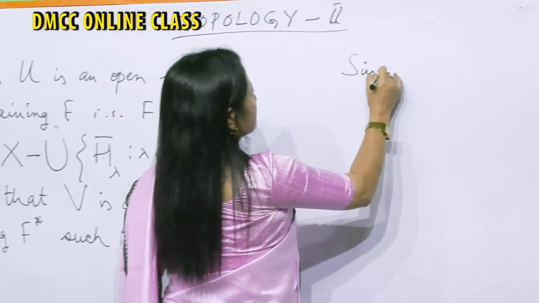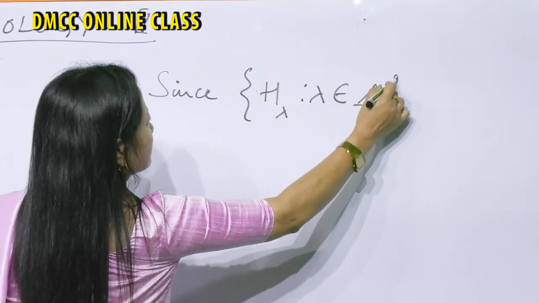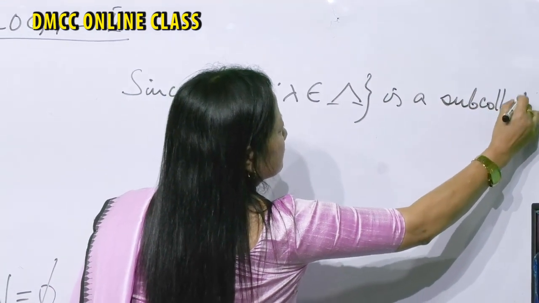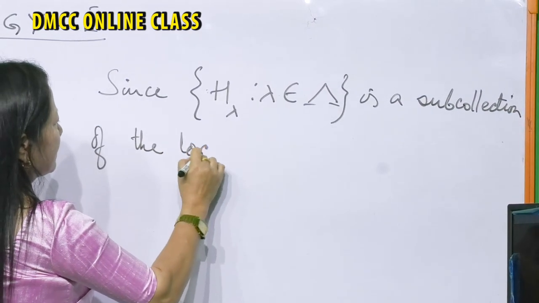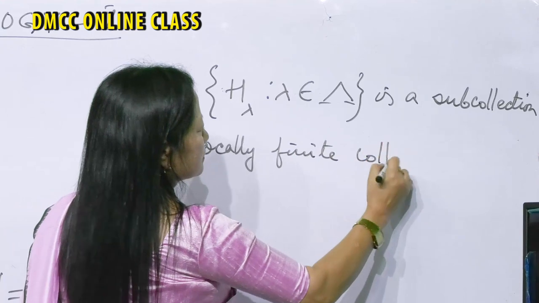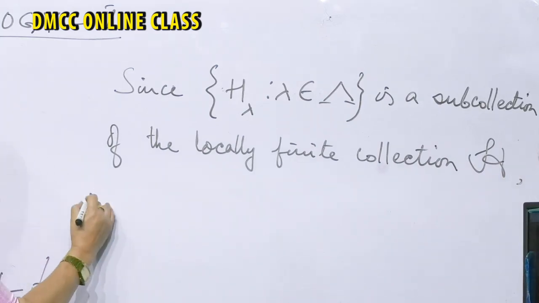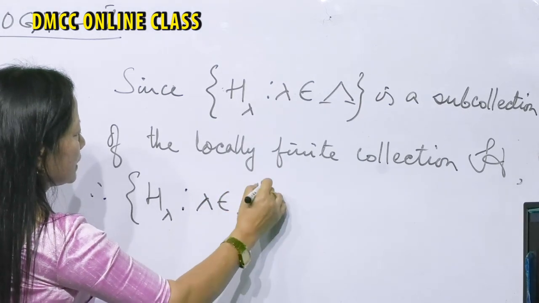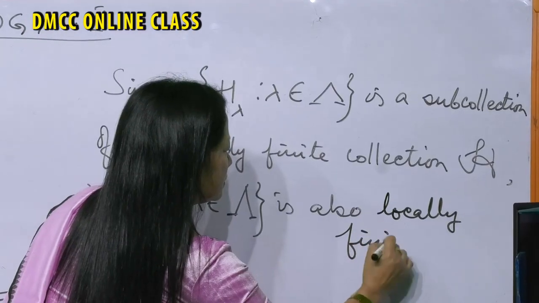Okay. Since the collection S lambda, such that lambda belongs to the index set, is a subcollection of the locally finite collection H, therefore this subcollection S lambda, such that lambda belongs to the index set, is also locally finite.